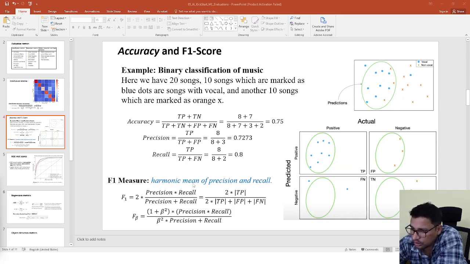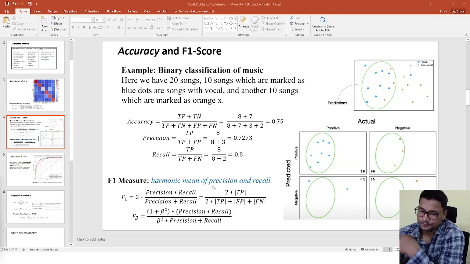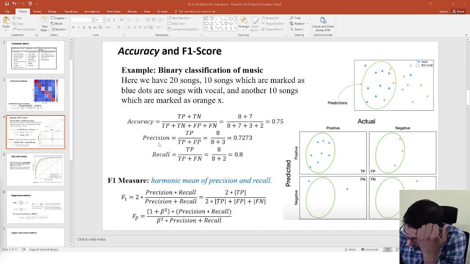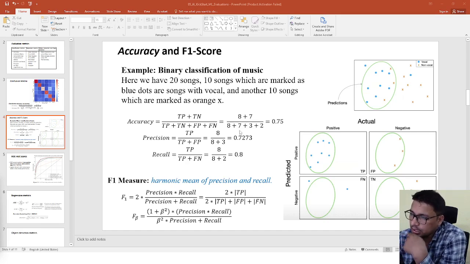So we need another measure. We call it the F1 score, which is the harmonic mean of precision and recall, right? Because we need to make a balance between precision and recall, that's why the F1 score is another strong evaluation metric like the accuracy here.